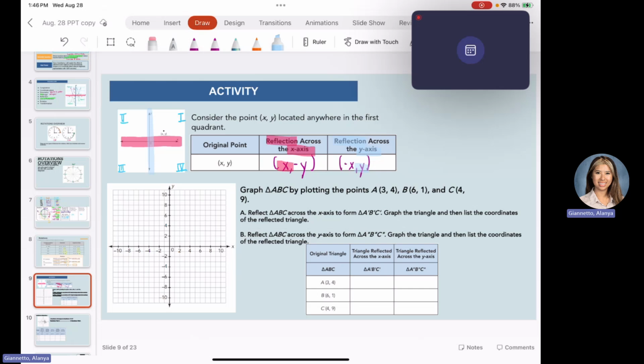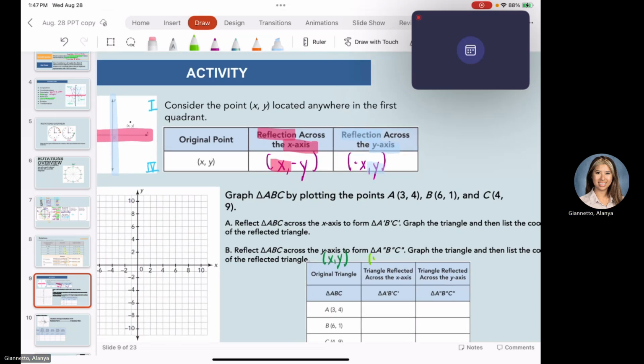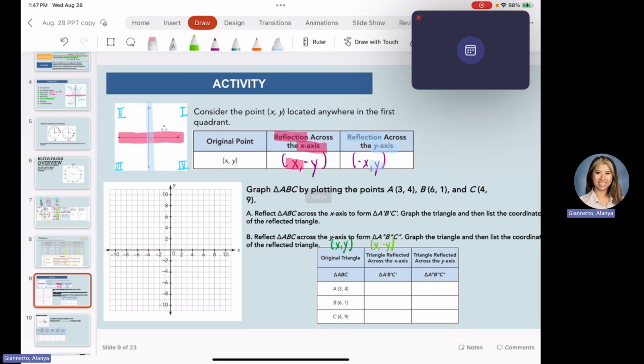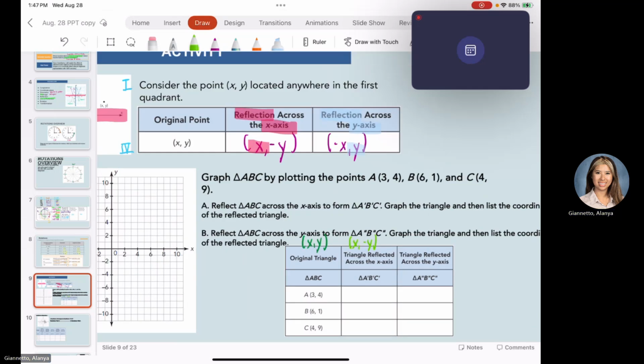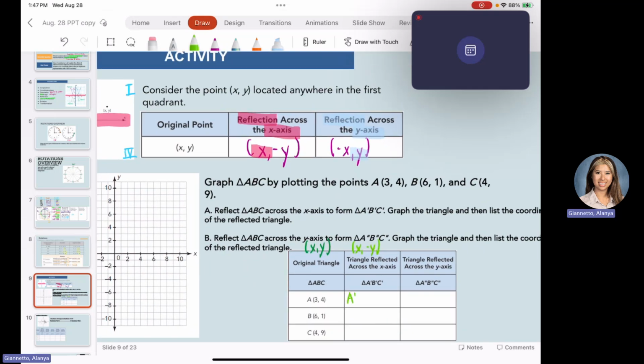Okay, so instead of graphing, since we have the rules right here, I'm going to go ahead and use the rules to help us fill in the rest of this table. So we know that every point always starts off with x comma y, right? And then of course, when it is reflected across the x-axis, the rule becomes x comma negative y. So if we start off with A at 3 comma 4, then A prime we know is going to be at 3 comma negative 4. Then B prime we know is going to be at 6 comma negative 1. C prime is going to be at 4 comma negative 9.